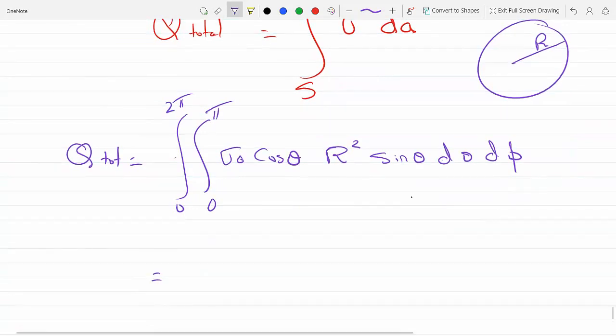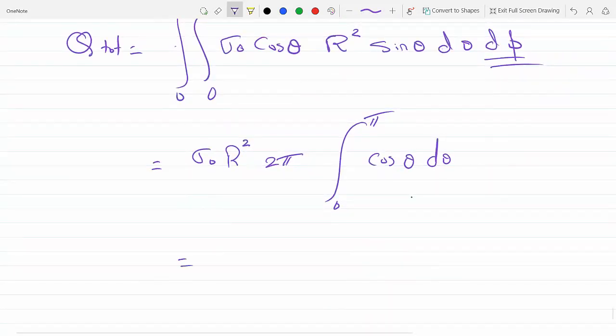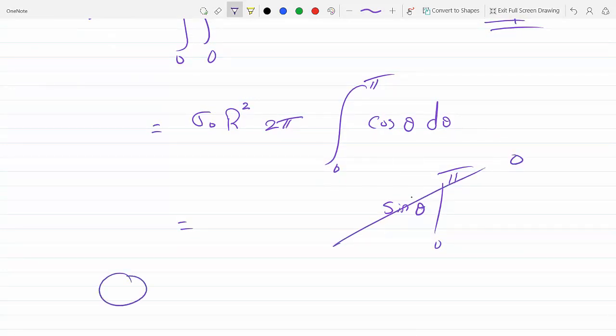So if we bring the constants out, sigma 0 r squared, this guy will give us a 2 pi, and the other guy will give us, as you might expect, a 0, because this is sine theta from 0 to pi. Sine pi is 0, and so is sine 0, so this guy is 0, so we get Q total equals 0.